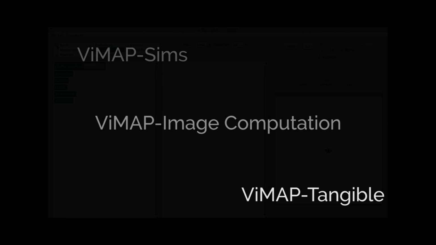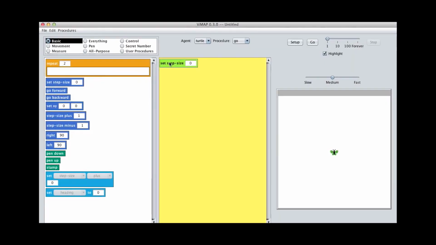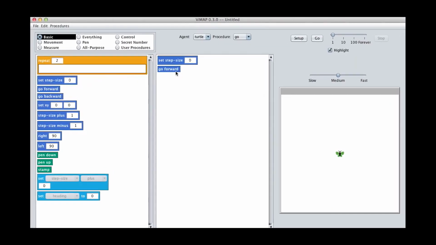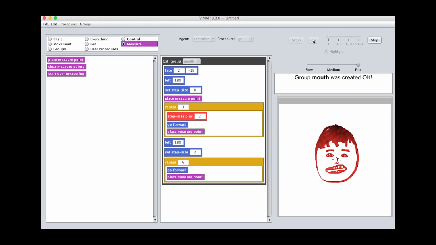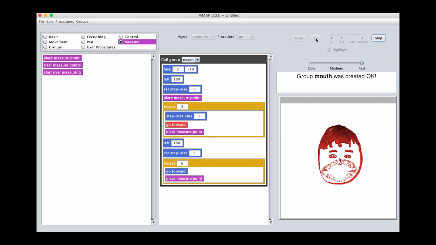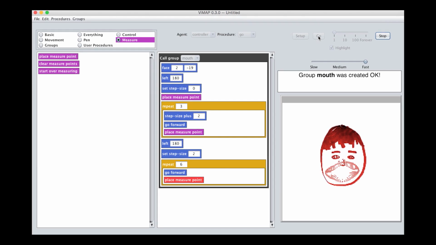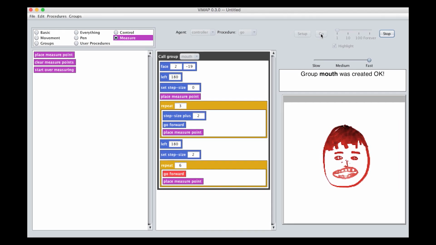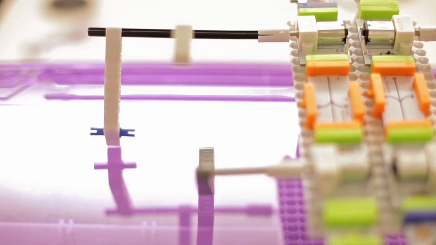There are 3 classes of VMAP languages: VMAP Sims, VMAP Image Computation, and VMAP Tangible. VMAP Sims allows the learner to build computer simulations of any phenomenon. VMAP Image Computation allows the learner to engage with the computer using a different modality. It literally allows the learner to bring their doodles to life. VMAP Tangible allows the learner to connect VMAP Sims and VMAP Image Computation with the sensors that are outside the computer using an Arduino microcontroller.